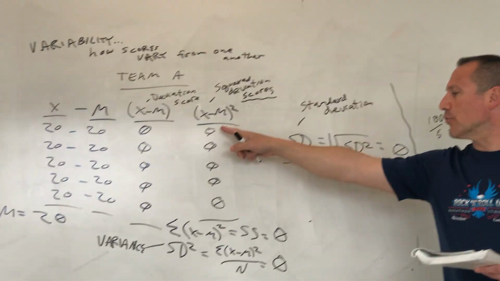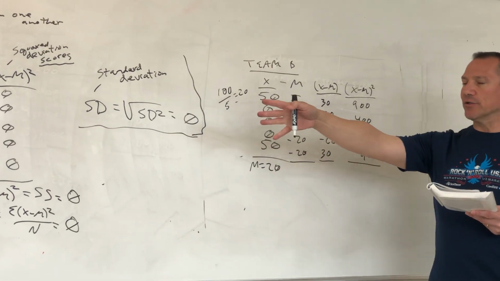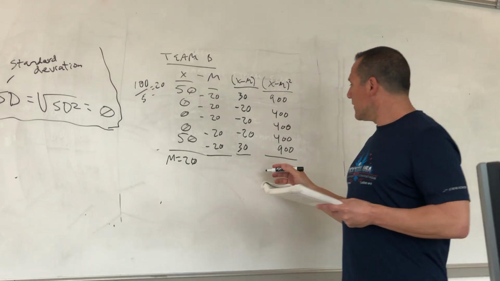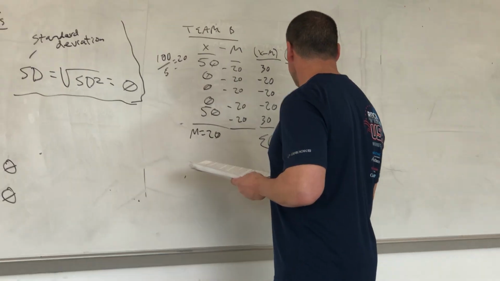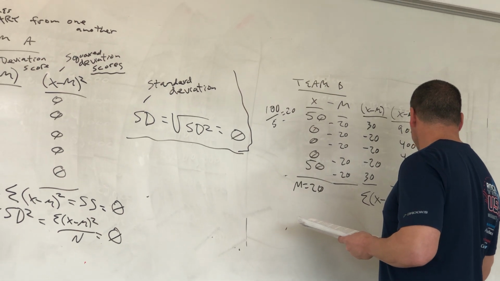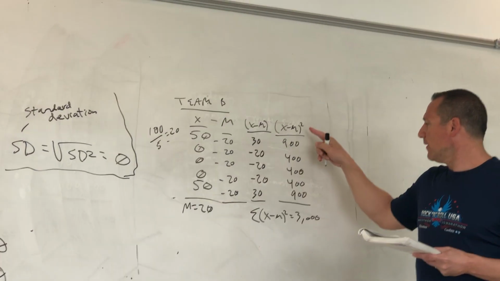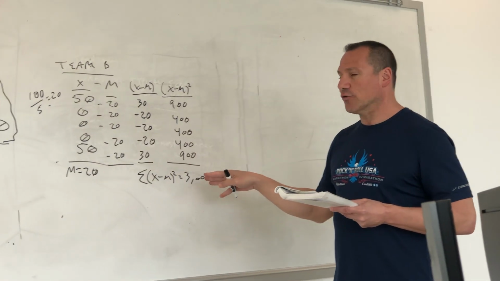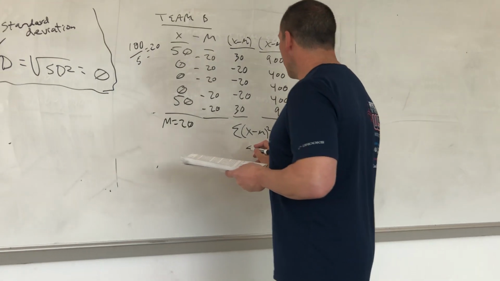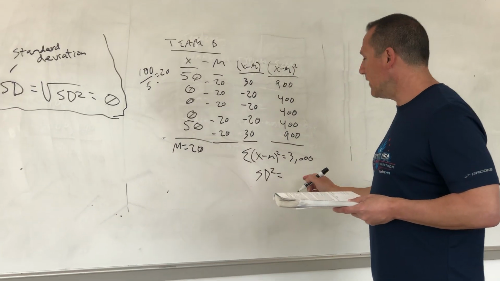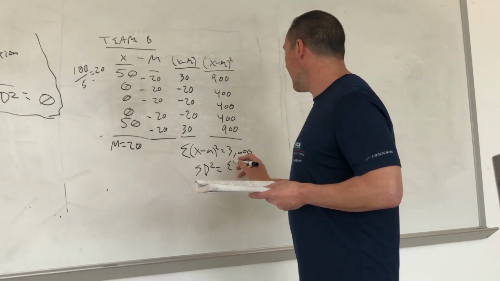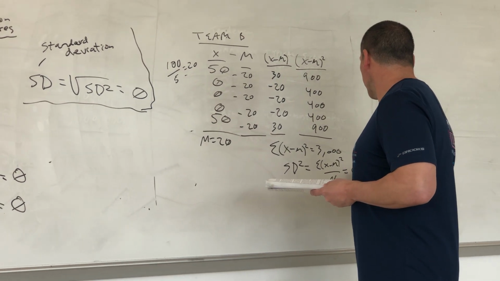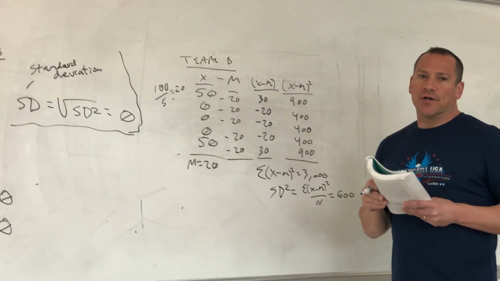And again, if you look at the squared deviation scores here, these were all zero because there's zero variability between the scores. Here we have variability between the scores, and these numbers are all not zero. The sum of the squared deviation scores, sigma (X minus M) squared, is 3,000. So we add up all this, 3,000. The sum of the squared deviation scores for that first team A was 0, for this group it's 3,000. Big difference. The variance, SD squared, which is the average of the squared deviation scores, or the sum of the squared deviation scores divided by n, is 3,000 divided by 5, which is 600. So the variance is 600.